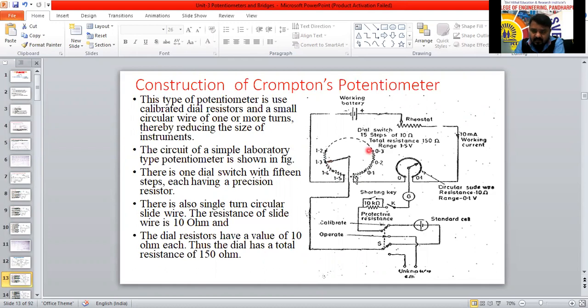The resistors are 0 to 0.1 volt. Dial switch of 15 steps of 10 ohm. 10 ohm from here to here, 10 ohm from here to here, 10 ohm from here to here. Like this, every step we have used 10 ohm. Total 15 steps are there. 10 into 15 steps, so the total dial resistance is 150 ohm.